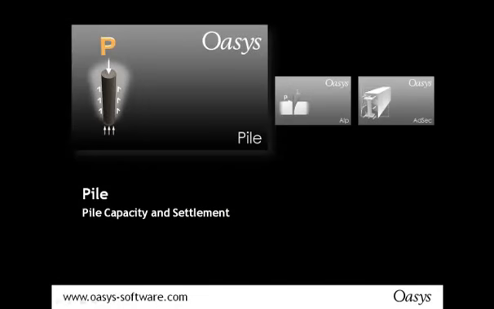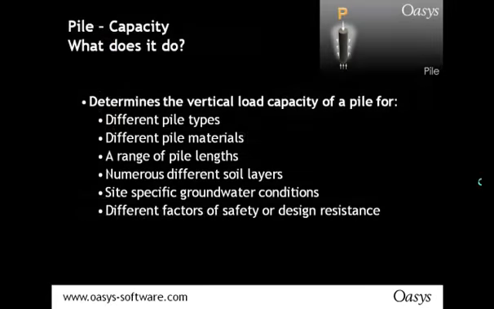So, to start with, how would you calculate the capacity and settlement of a pile? Well, you could use Oasys Pile. And Oasys Pile can calculate the capacity, and it incorporates a settlement calculation as well. But they are based on 2 different types of methodology and 2 different types of theory. So in terms of discussing the theory, I'm going to deal with them separately. So we'll start with pile capacity.